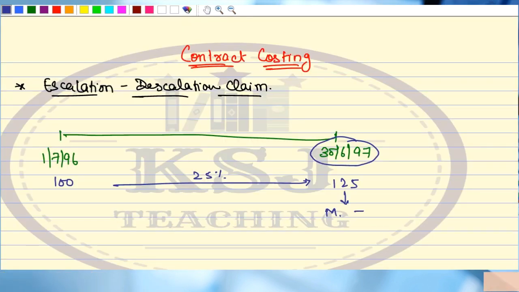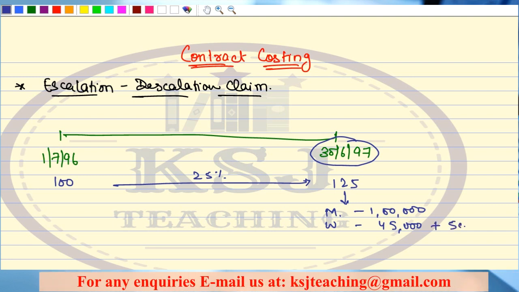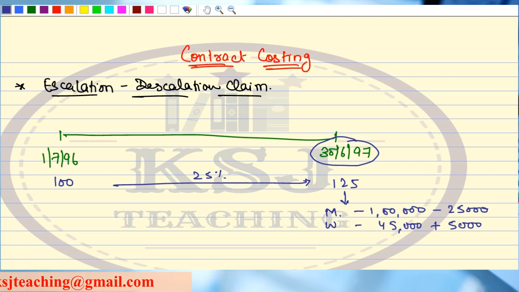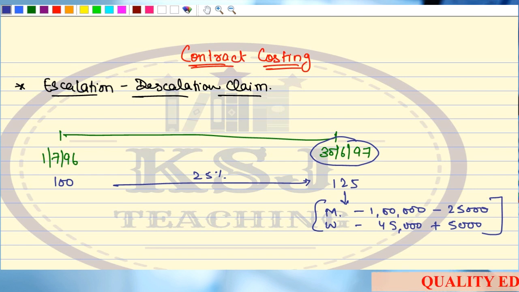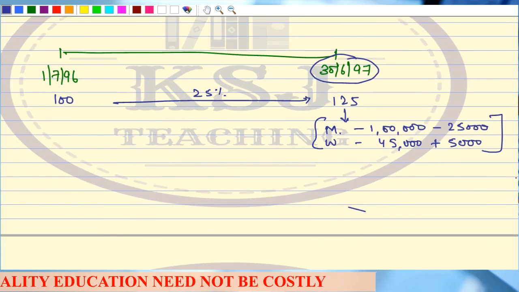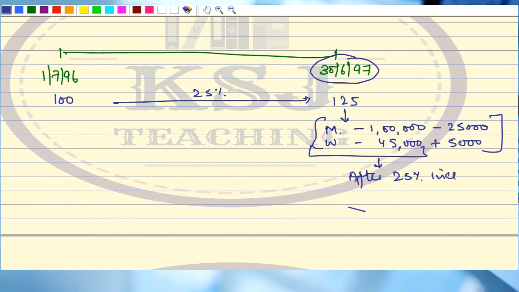Here the material price is 1 lakh rupees. And the wages are 45,000 rupees plus 5,000 for accrued. Here minus 25,000 because material at site. So whatever is the data given, this is for 30th of June. And the question says that from 1st of July 96 to 30th of June, there is an increase of 25% in this, right? So that means this 1 lakh and 45,000, this is after 25% increase. This is after 25% increase in cost.